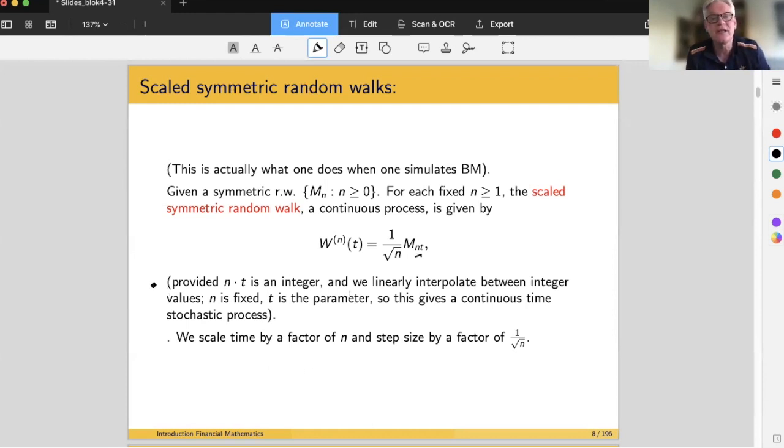And we linearly interpolate between integer values. N is fixed, t is the parameter. So this gives us, in fact, a continuous time stochastic process. We scale time by a factor of n, and we scale the step size by a factor of 1 over the square root of n.